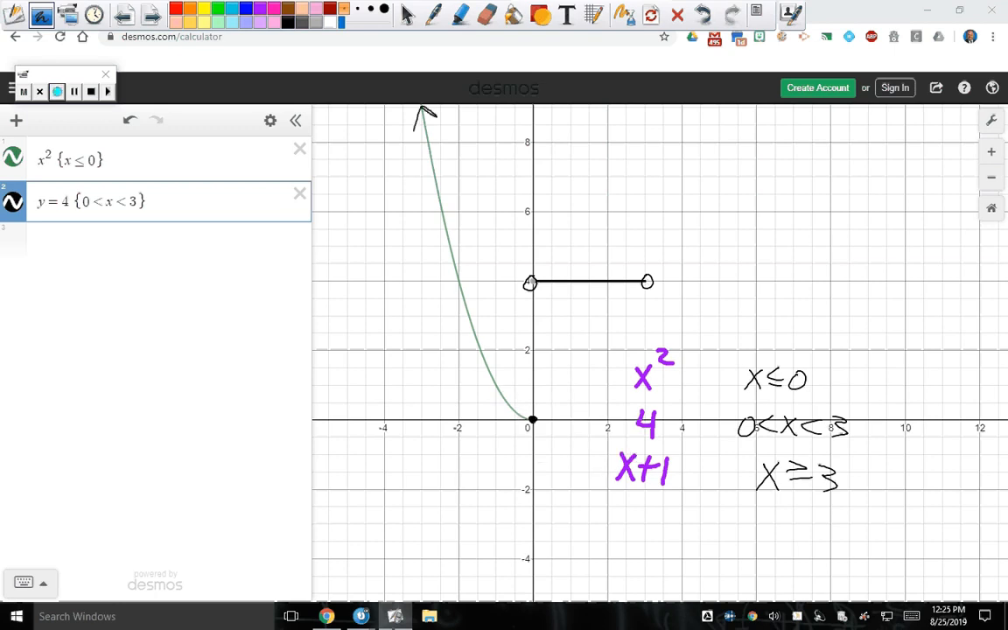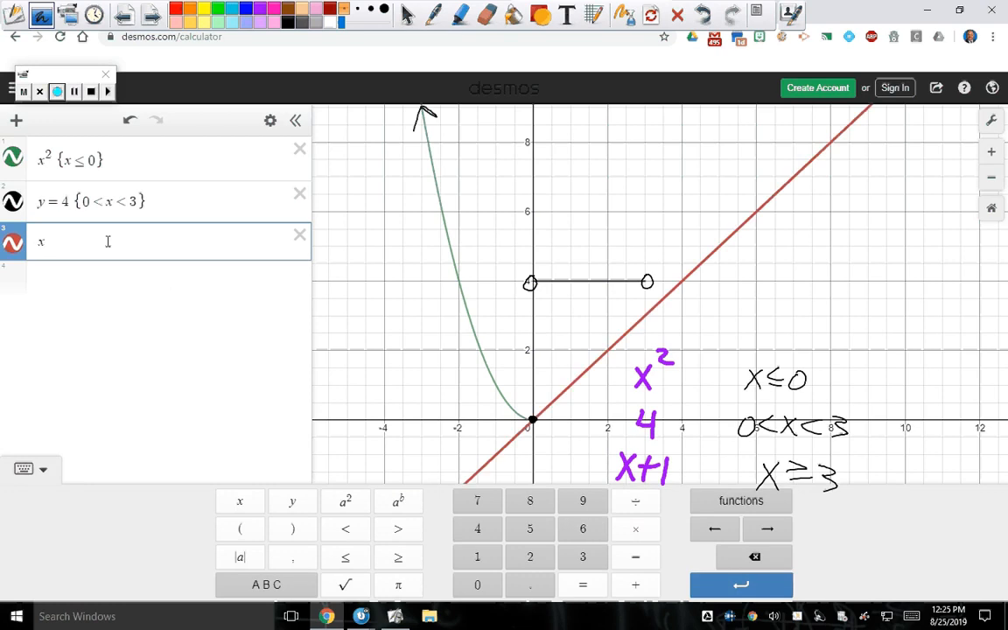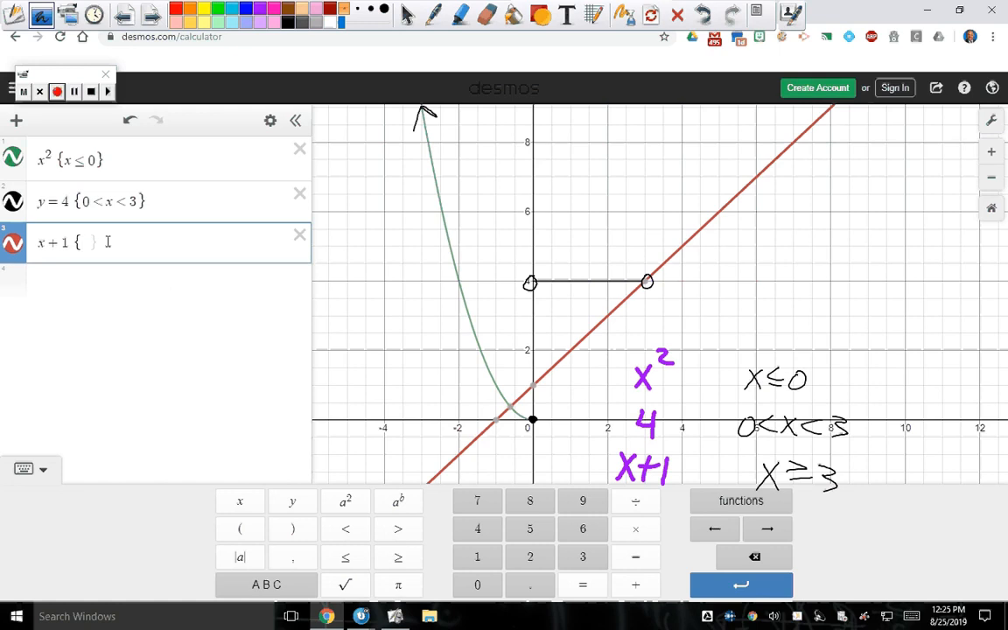And then now let's do the last one, the x plus 1, where x is greater than or equal to 3. So we're going to put our third function as x plus 1, space, shift, bracket will give you that brace, and we're going to put x's that are greater than or equal to 3. And that should be our graph. Greater than or equal to 3.